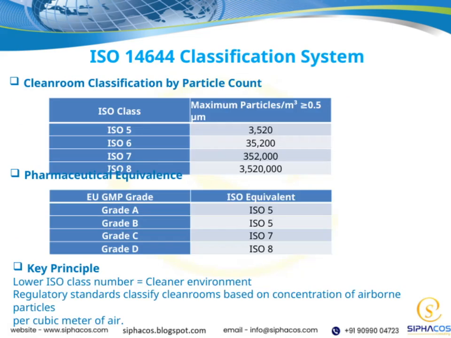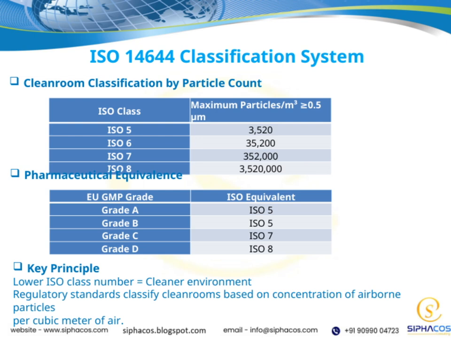Let's take a closer look at the key principle here. A lower ISO class number equals a cleaner environment. Essentially, regulatory standards classify clean rooms based on how many airborne particles are present per cubic meter of air. The lower the ISO number, the fewer particles there are, and the cleaner the environment.